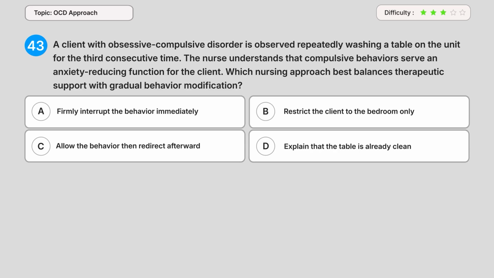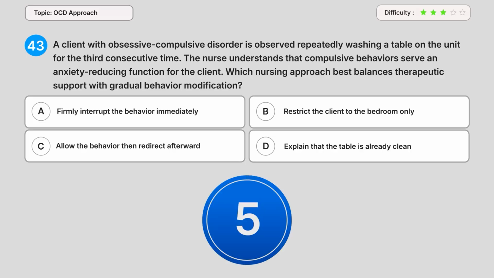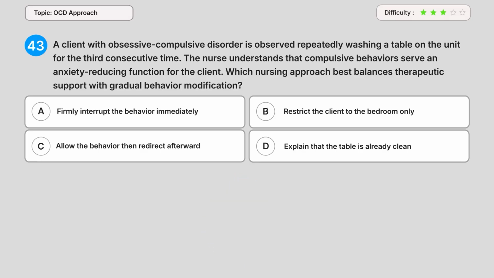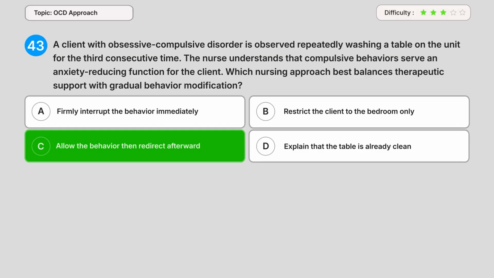A. Firmly interrupt the behaviour immediately. B. Restrict the client to the bedroom only. C. Allow the behaviour then redirect afterward. D. Explain that the table is already clean. What do you think is the answer? Correct answer, C. Allow the behaviour then redirect afterward.